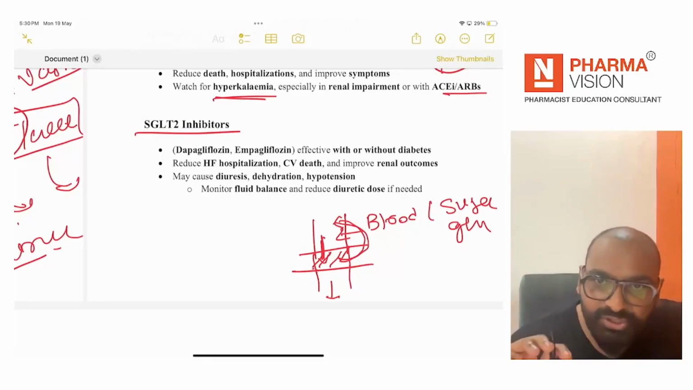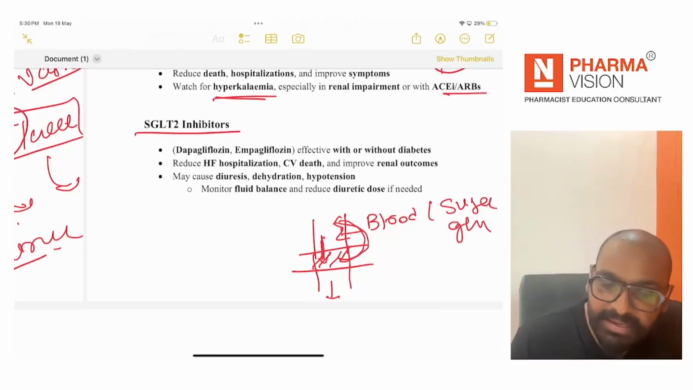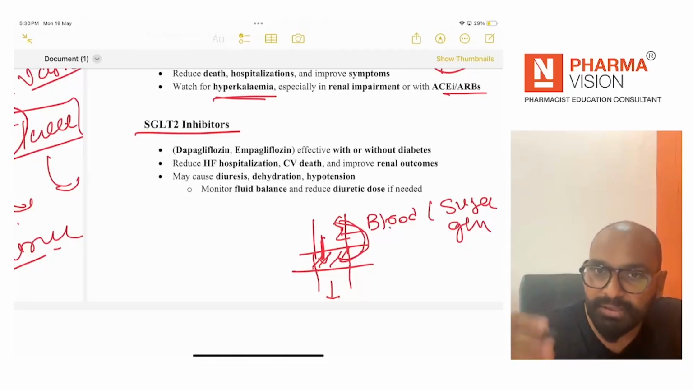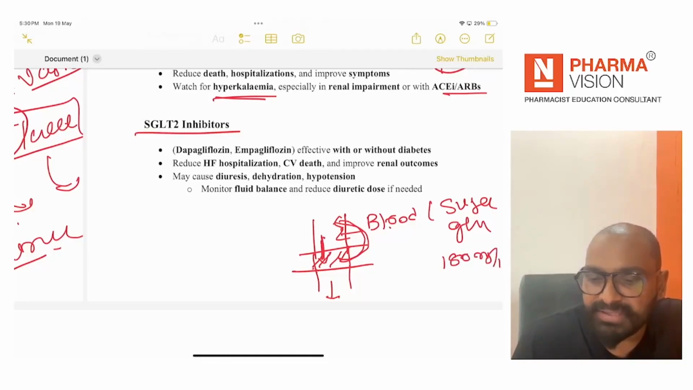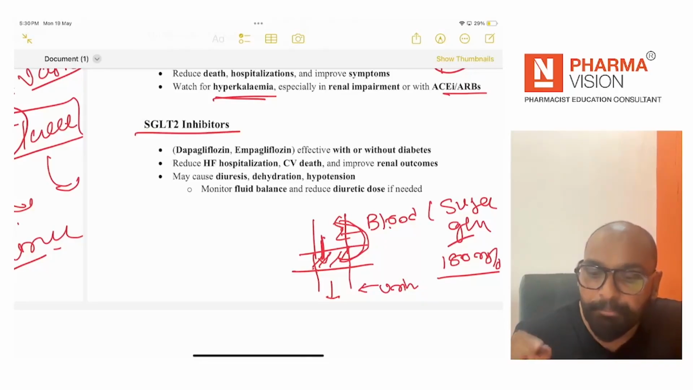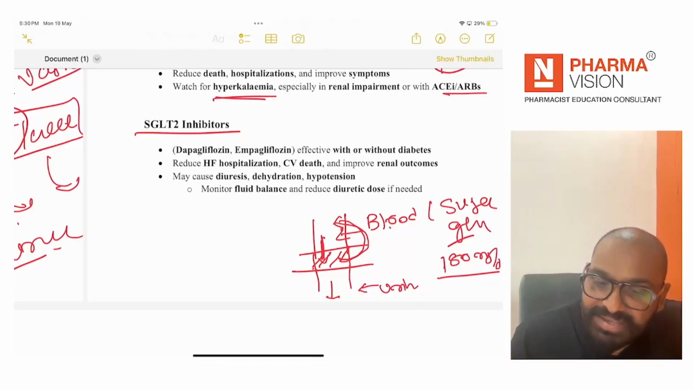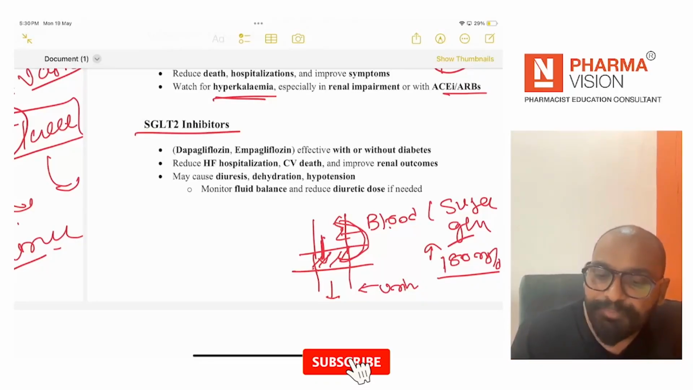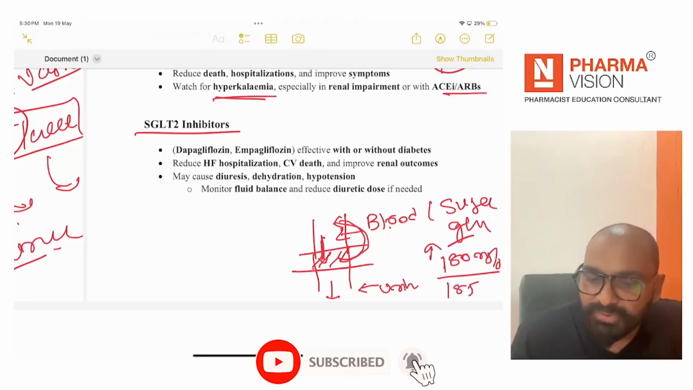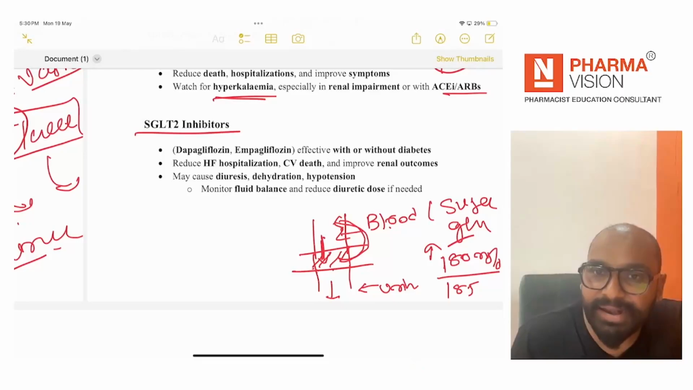So in a normal situation, if the patient's plasma blood glucose concentration is less than 180 milligram per deciliter, that is not going to be filtered out. That means in your urine, glucose is not coming out. But if the concentration is higher than that, that means 185, so the 5 milligram per deciliter above is going to be excreted in urine.